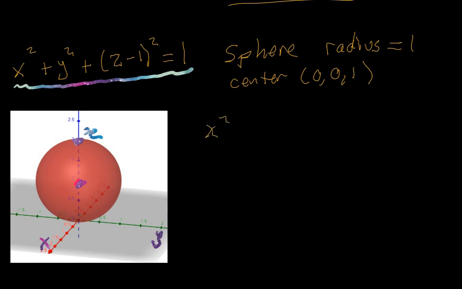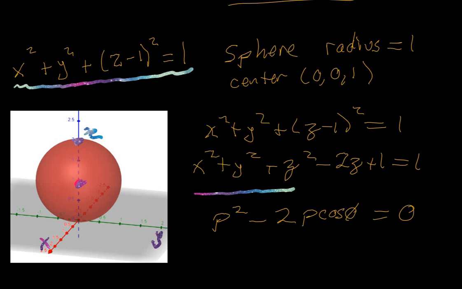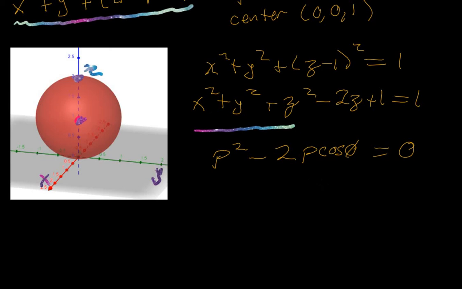I'll just point out that we know x squared plus y squared plus z minus 1 squared equals 1. We can use a few not too difficult algebra properties to rewrite this: x squared plus y squared plus z squared minus 2z plus 1 equals 1. And in our list of spherical conversions, x squared plus y squared plus z squared is actually equal to rho squared, so we have rho squared minus 2z. z is rho cosine of phi, and if we subtract 1 from both sides we get 0. If we do a little addition and then division, we end up with rho equals 2 cosine of phi. That is the spherical equation for the sphere you can see here.